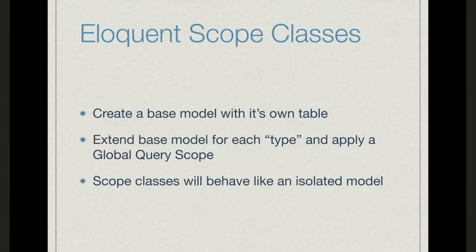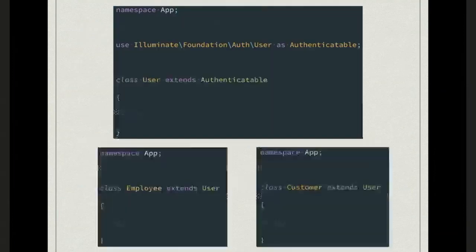What we'll get out of this is that each scope class, customer and employee, will behave as if it was a separate model in the database, just like you made two separate tables. They'll behave separately from Laravel's perspective. You can treat them as if they were two different things, but under the hood, they'll use one database table, this users table, and you can do some neat stuff with it.